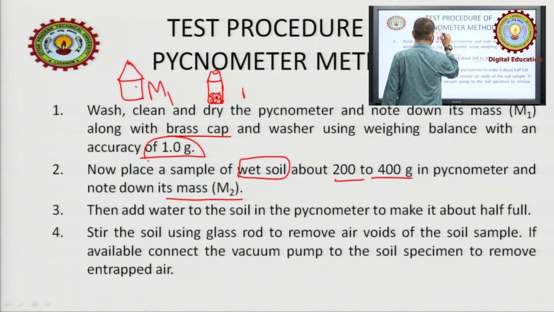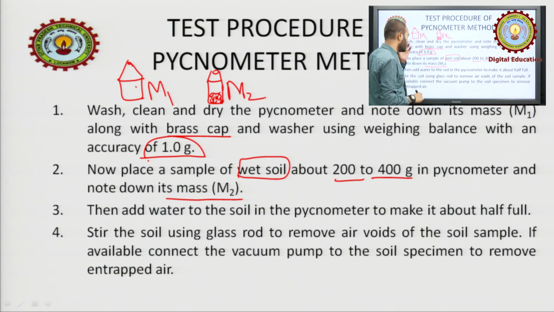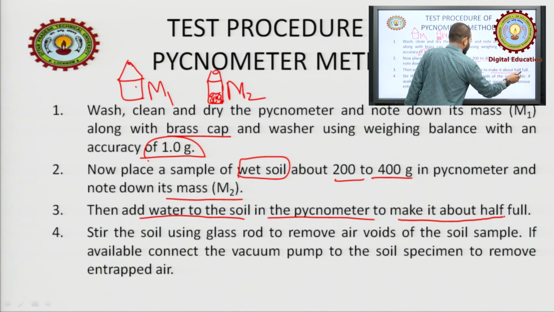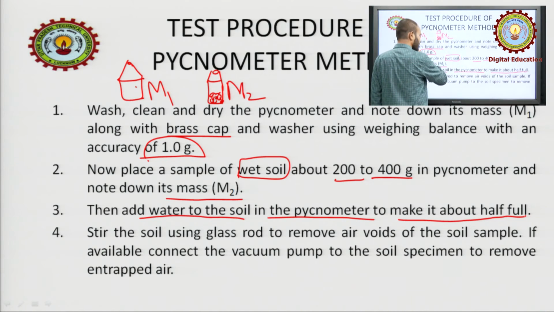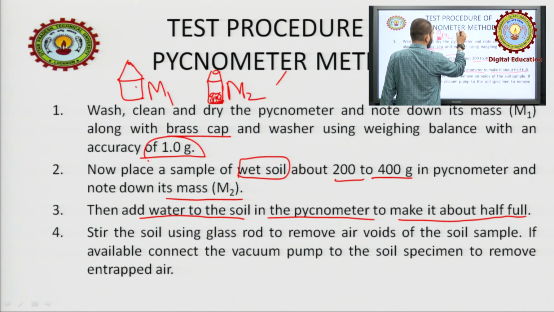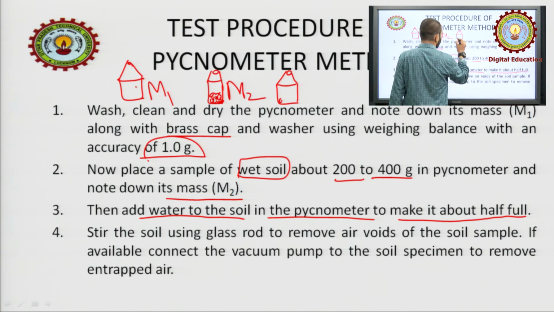So this will give you M2, the moist soil. Then add water to the soil in the Picnometer to make it half full. What do we do now? It's having soil. Next, in the Picnometer itself there are soil solids.